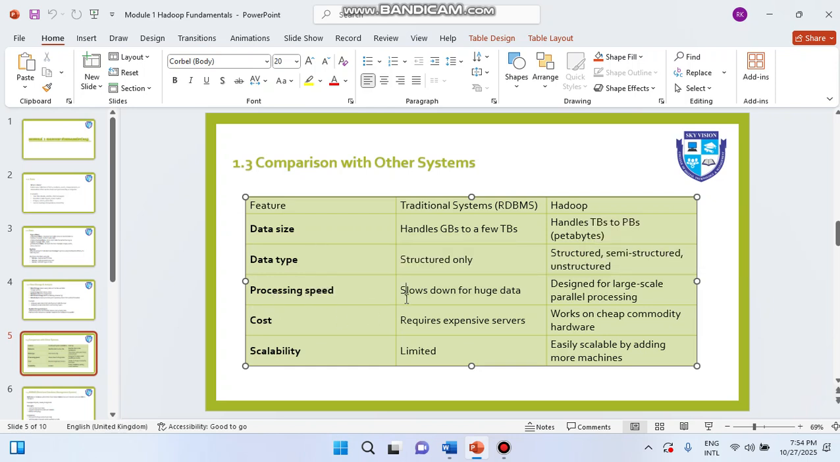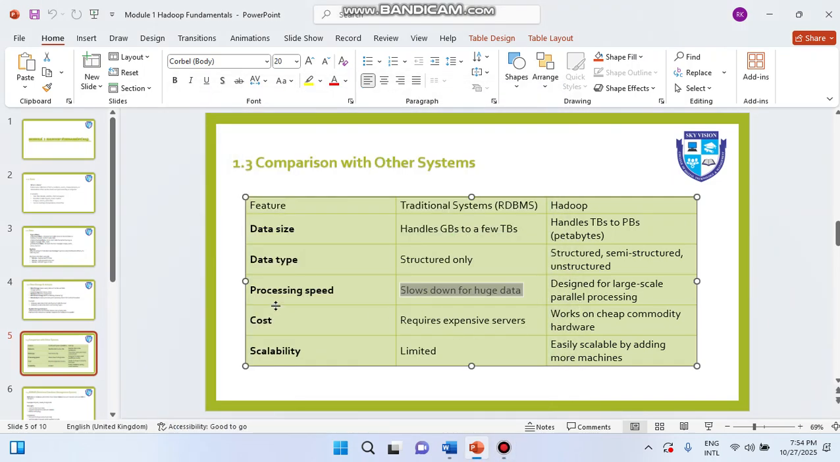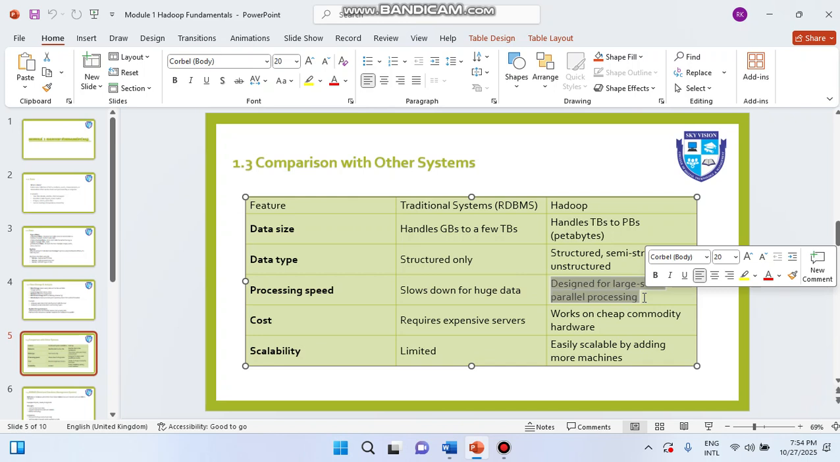Processing speed wise, your RDBMS is very slow with a huge, large quantity of data. So what happens whenever the data is being processed? Your data is moving very slowly. But if you have Hadoop, then what happens? It is designed for large-scale parallel processing, meaning whenever you are storing data, it is processed fast too, across the machines. Are you getting it or not?